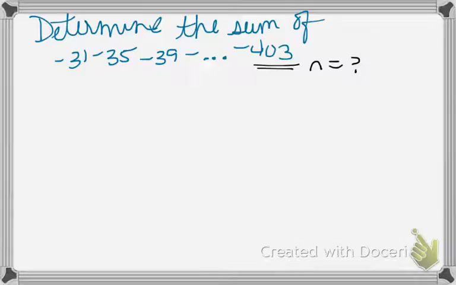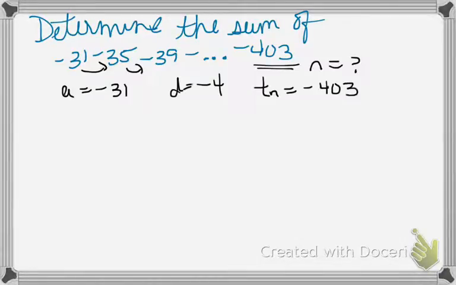Okay, so there's a couple things we know already. We know that the A value is negative 31. And we know that this is arithmetic because we're adding 4 to get to each number. We're subtracting 4 actually. So our D value is negative 4. Okay, so I also know the value of the last term, which is negative 403, and we want to know what is the term number for that.